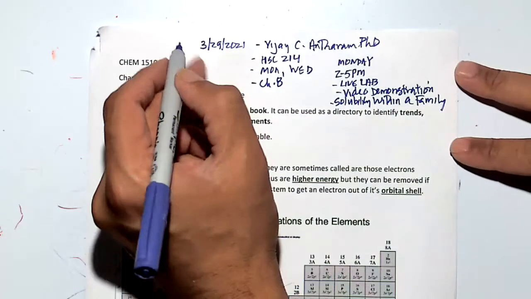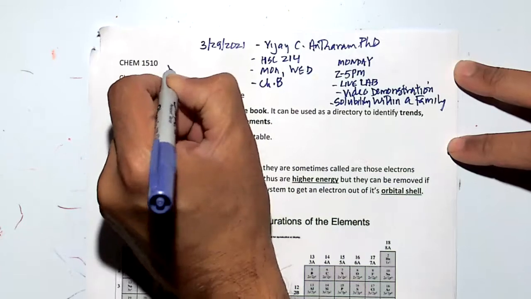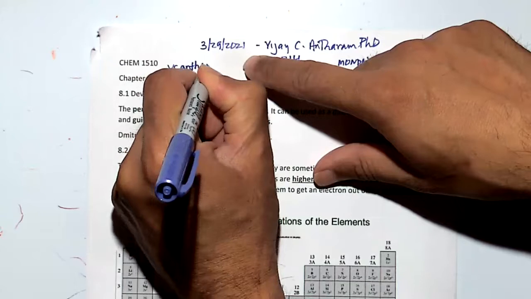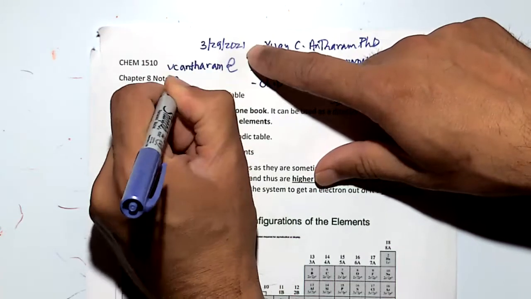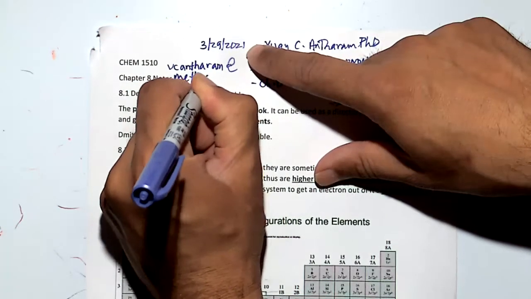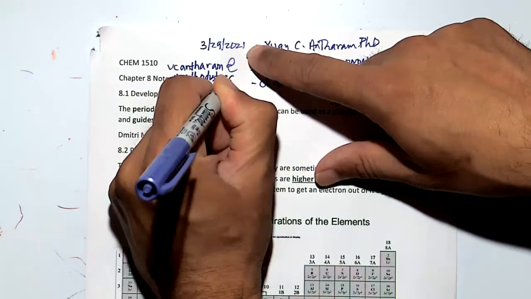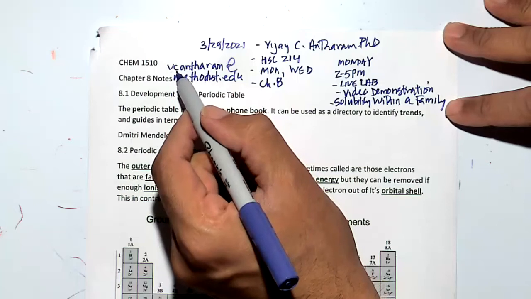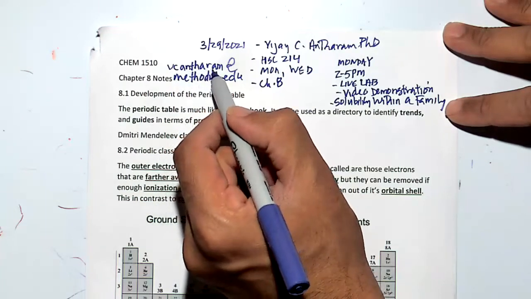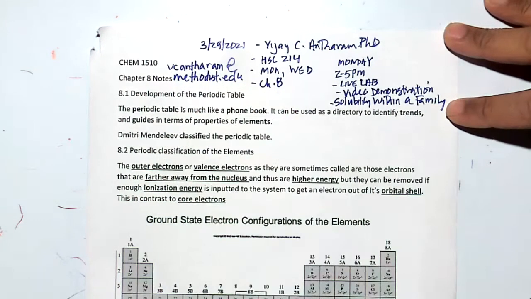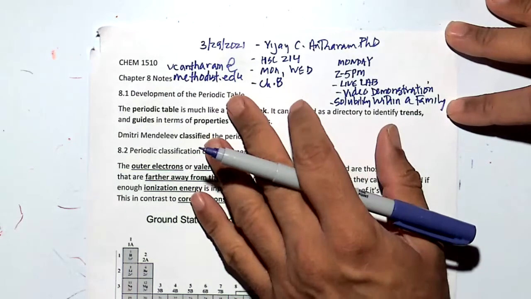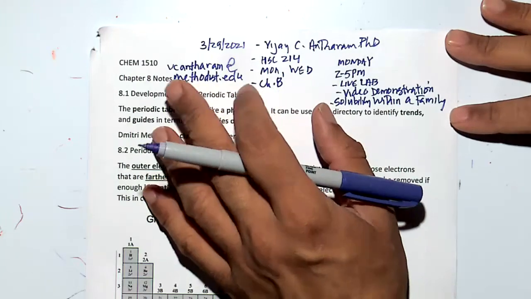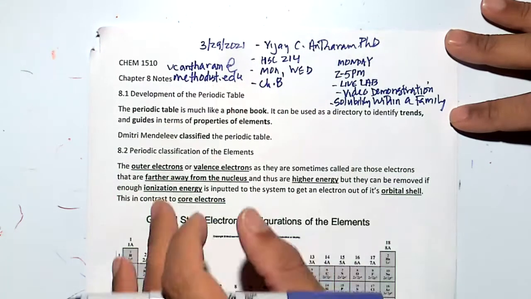And let me give you my email once again, just for this week. It's vcantharam at methodist.edu. So my first initial, middle initial, V and C, Antharam, A-N-T-H-A-R-A-M, at methodist.edu. And that's who you can contact if you have questions related to Chapter 8.